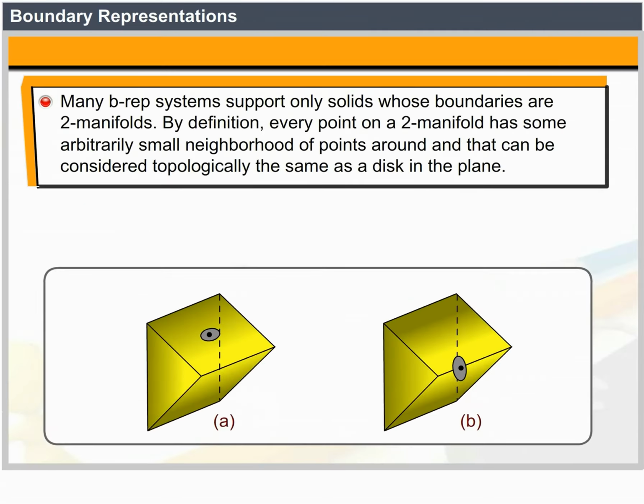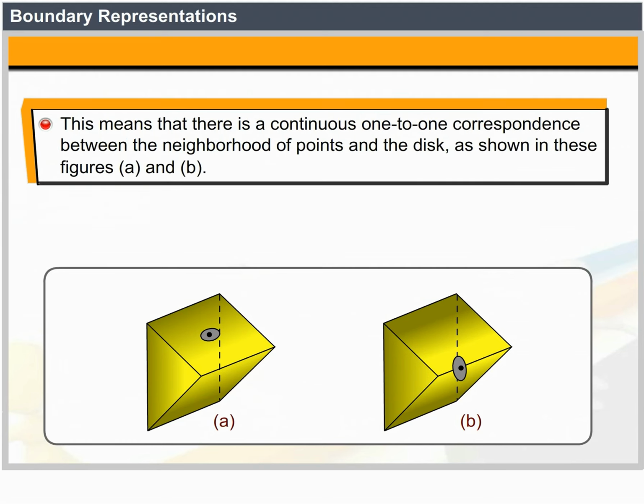Many B-rep systems support only solids whose boundaries are two-manifolds. By definition, every point on a two-manifold has some arbitrarily small neighborhood of points around it that can be considered topologically the same as a disk in the plane. This means that there is a continuous one-to-one correspondence between the neighborhood of points and the disk, as shown in these figures A and B.